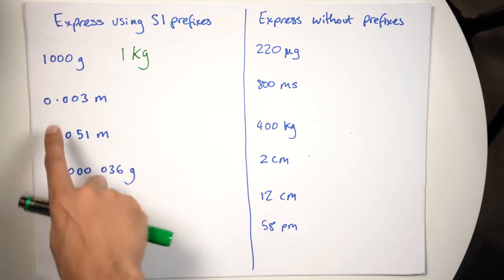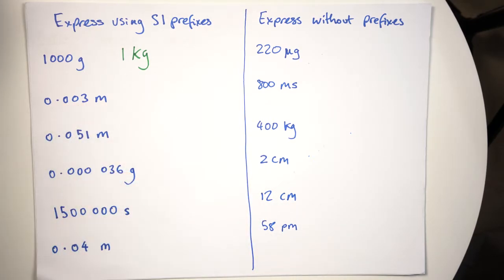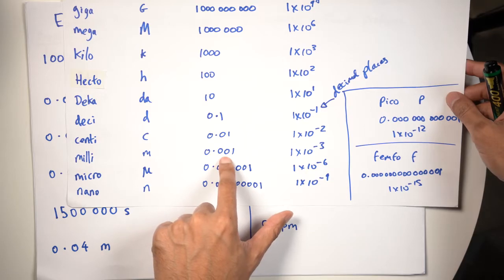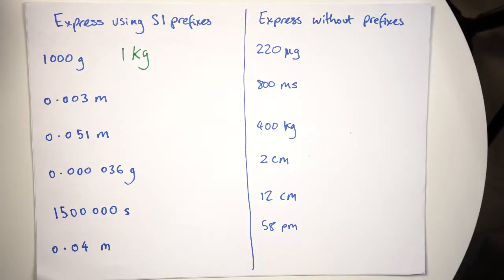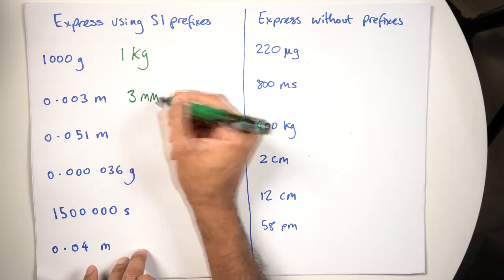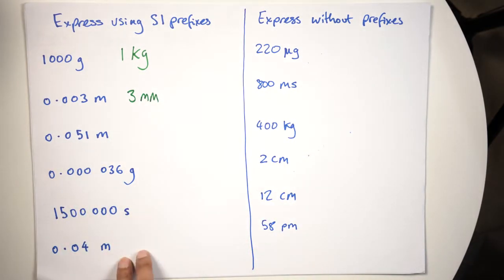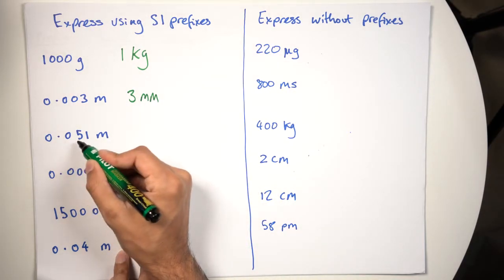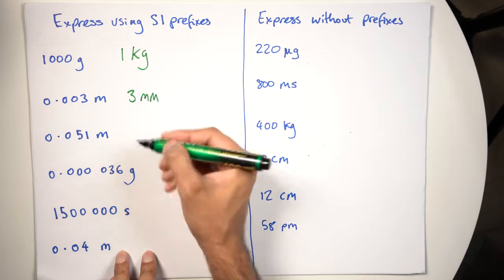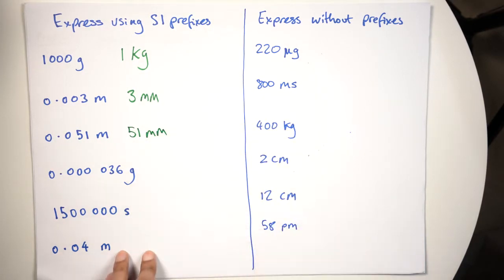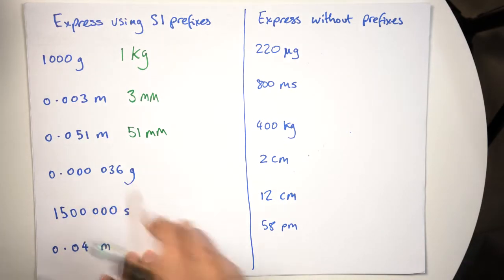Okay, so the next one, we've got 3 decimal places. The one with 3 decimal places is milli. So this one happens to be 3 millimeters. Again, the next one is also 3 decimal places, but instead of being 0.001 or 0.051, it's 51 millimeters. The next one is 6 decimal places.